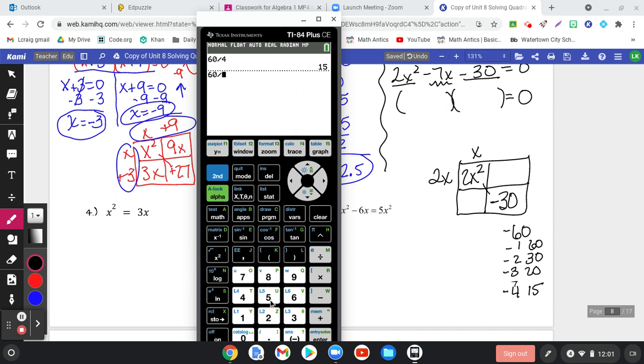60 divided by 5, 12. All right, so negative 5 and 12. Ooh, that gives us positive 7. We want a negative 7. So what if we did positive 5 and negative 12? Negative 7, there it is. All right, now that I get it, that's kind of tricky.